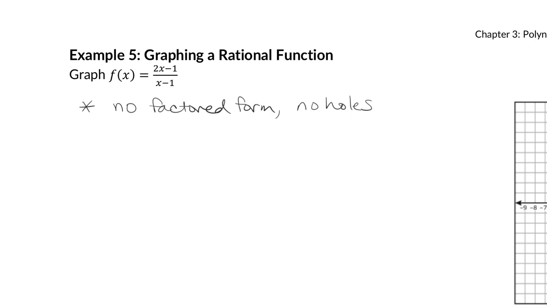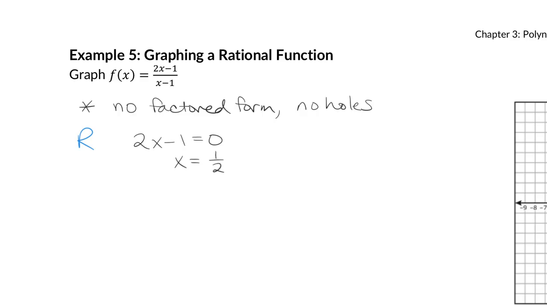Let's do the R. The R is finding the roots. The roots come from the numerator. So I'm going to take the equation in the numerator, 2x minus 1, set it equal to 0, and solve. How would I solve this? What's the first step? Move the 1. Now it's 2x equal to 1. What's the next step? Divide by 2. So x is going to be equal to positive 1 over 2.